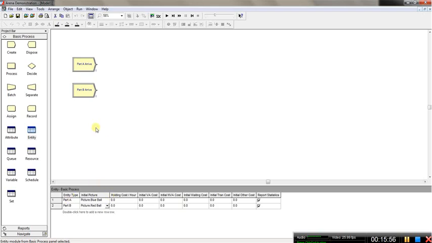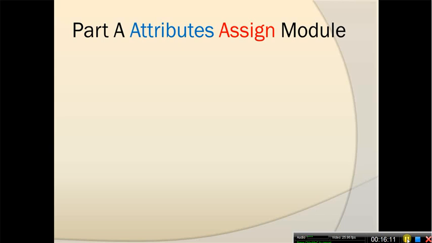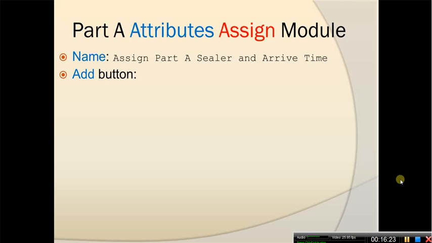The next thing I want to do is have the assigns. So let me show you what we're going to do in assigns. Here we have the part A attributes assign module. In that module we're going to assign part A sealer and arrive time, and that will be our name for the assign module.